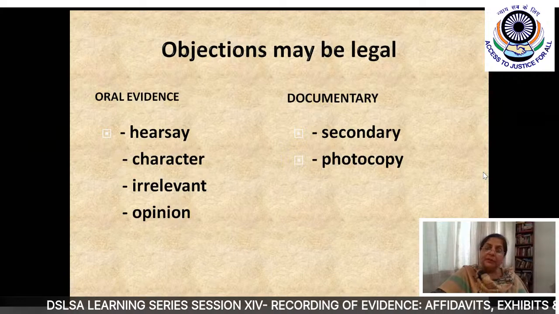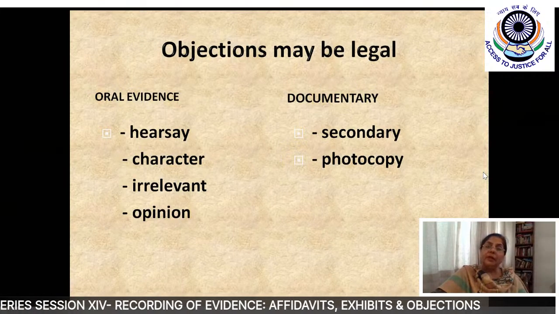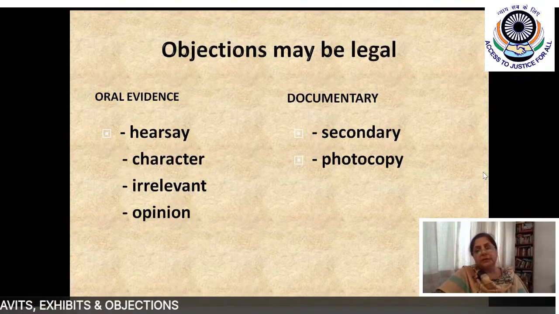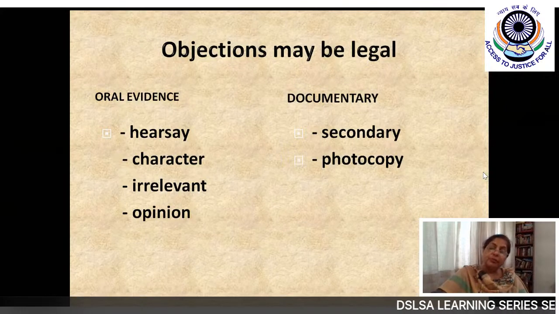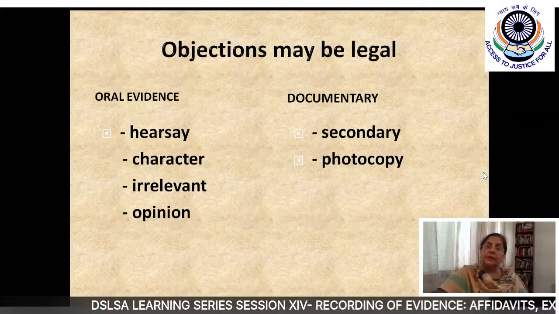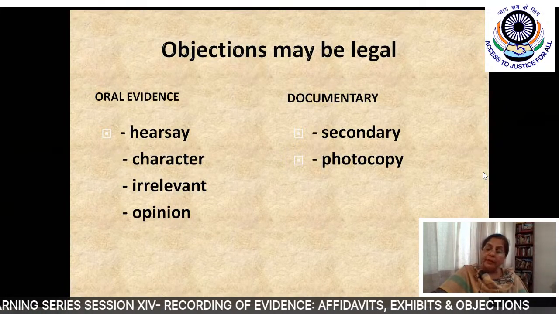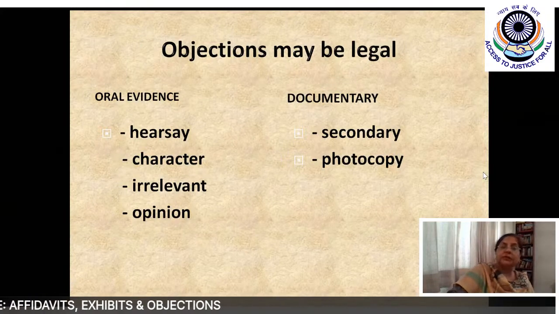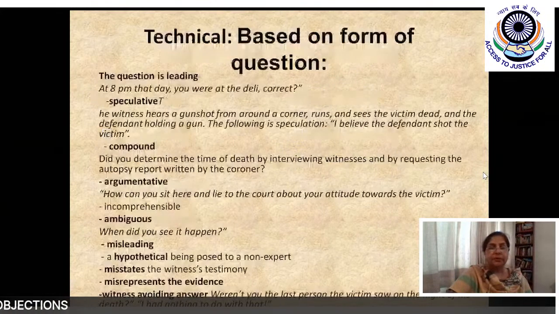Now, where documents are being exhibited, the legal objections are: it is secondary evidence for which no foundation has been laid. It has not been shown why secondary evidence should be permitted for a particular piece of evidence. The photocopy, that is largely the mode of proof. If the objection is not taken at the right time, then it cannot be taken subsequently.